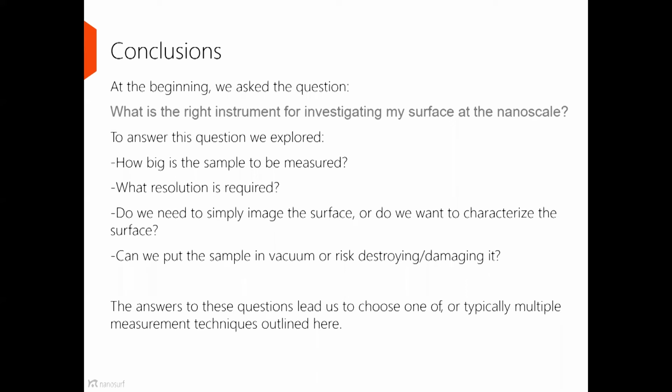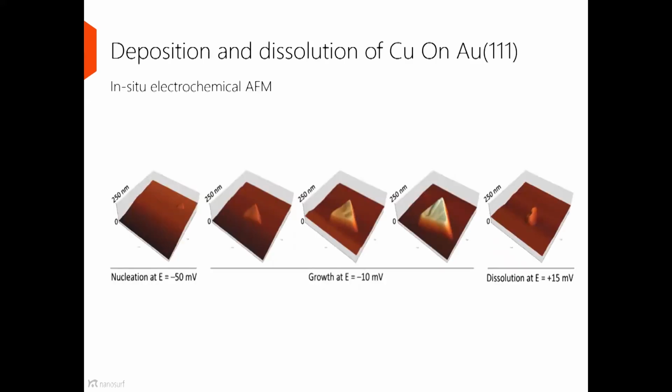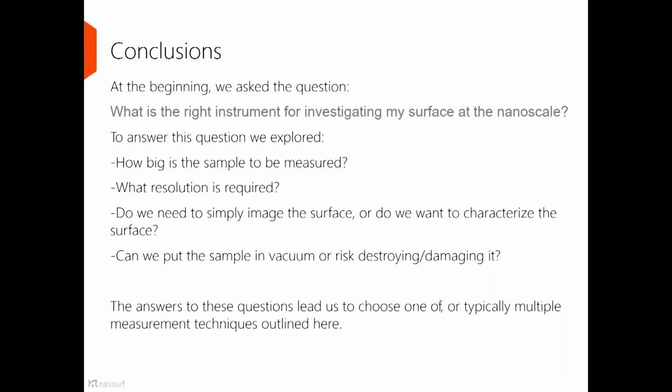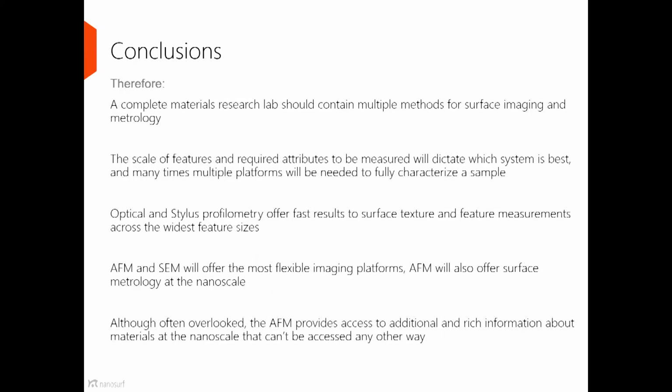And then the answers to these questions, and maybe some other ones you can think of, will lead us towards a particular measurement technique that we've outlined here. And again, often it's not just one technique, but maybe multiple techniques as well. So therefore, I would postulate that a complete materials research lab should actually contain multiple methods for surface imaging metrology. These methods are all complementary to one another, and the more information you can gather about your sample or your system, the better results you can make for characterizing things in the future.